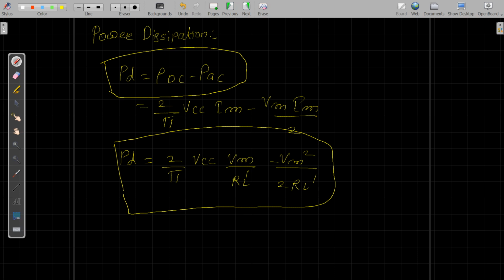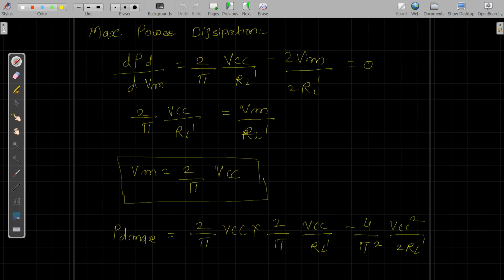Now we want to know the maximum power dissipation. That means at what point do I get the maximum power dissipation rating for my class B power amplifier? If you recall, in the class A power amplifier, I got the maximum power dissipation when there was no AC input, that means in the absence of AC input.